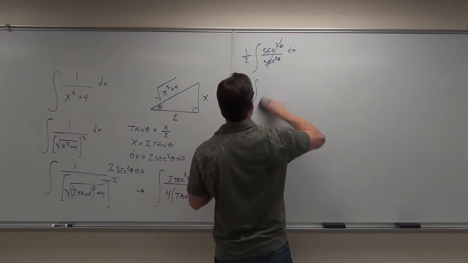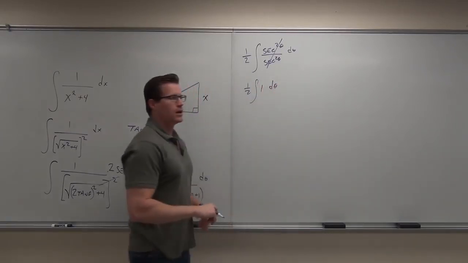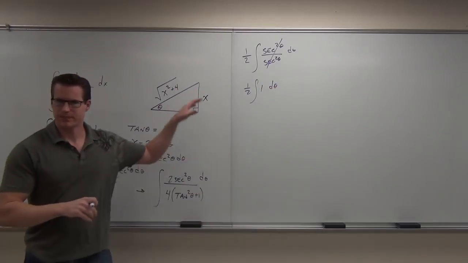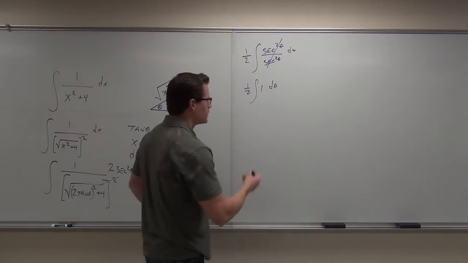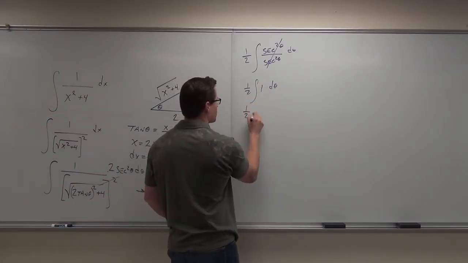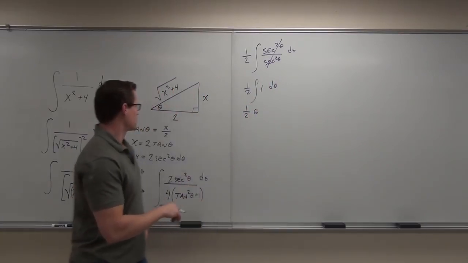Again, I'm going too fast. I'm doing the integrals in my head. 1 d theta. We don't even need the 1. What's the integral of 1? I went fast. Are you guys okay with getting down that far? Yeah. What's the integral of 1? Theta. Yeah, in this case it's theta. So 1/2 theta. Can I leave it in terms of theta? No. No, but here it is.